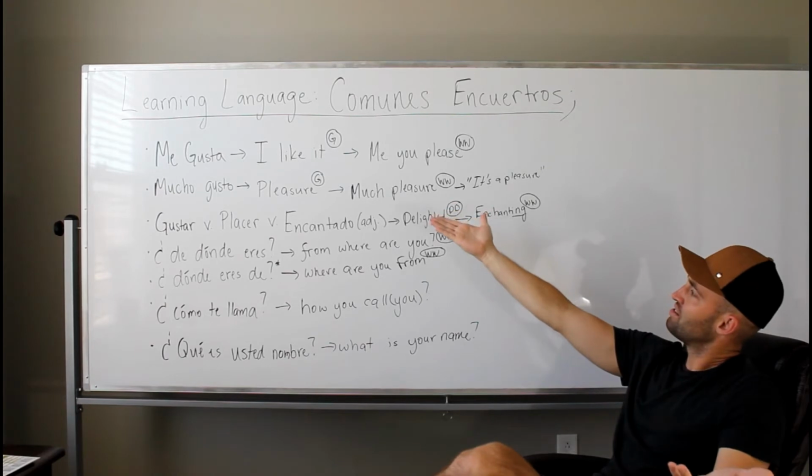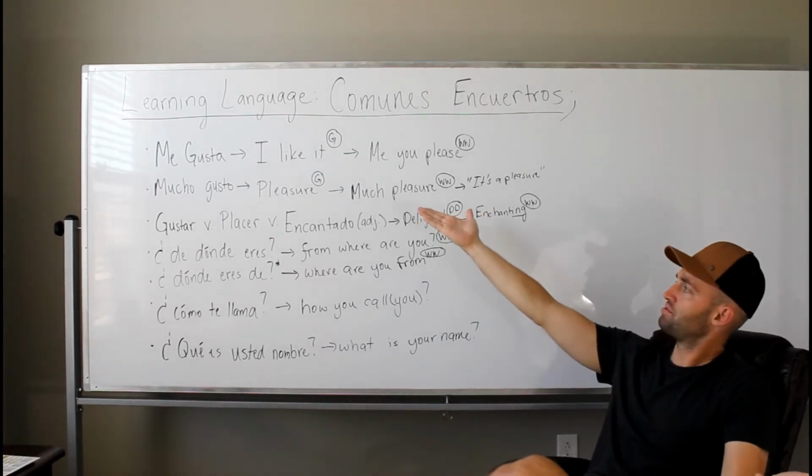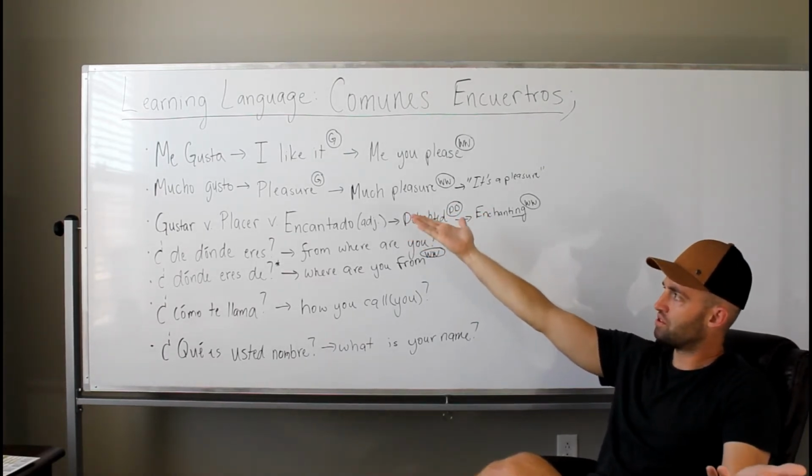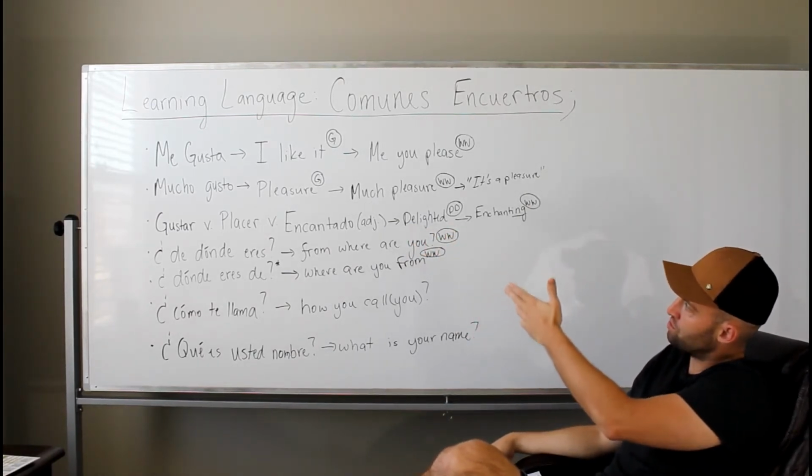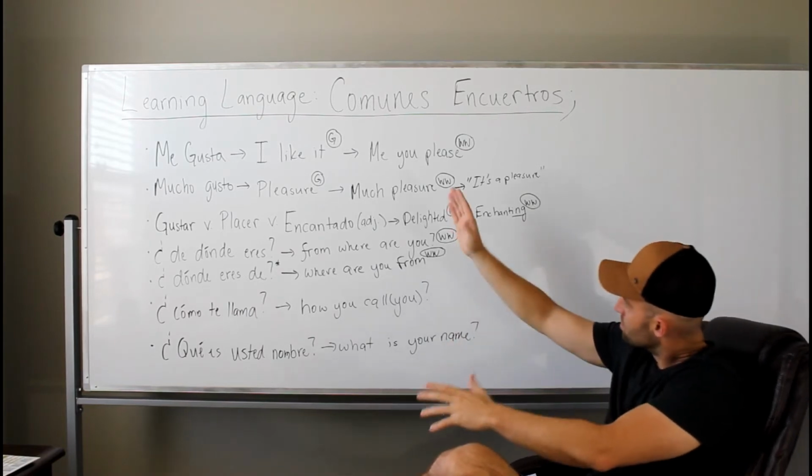I like it. Me gusta, clearly a conjugated verb and a direct object. Literally, me gusta. Me, you please. Or you please me.